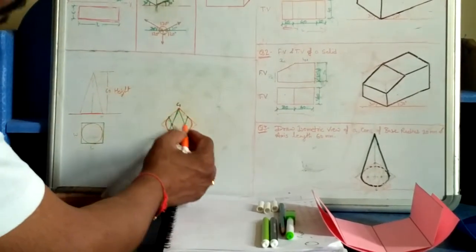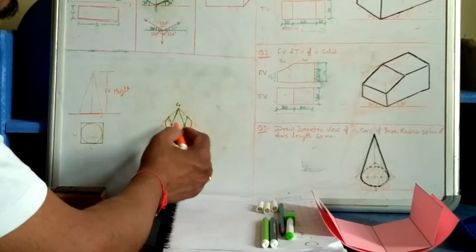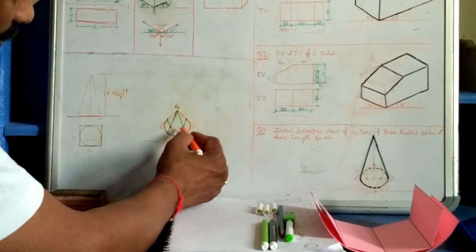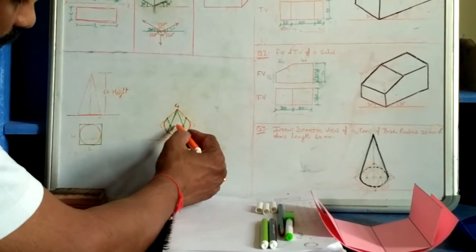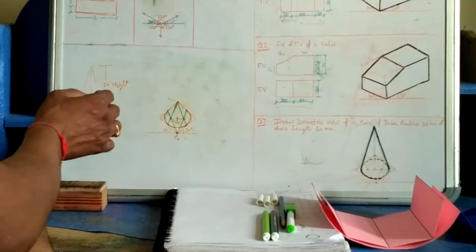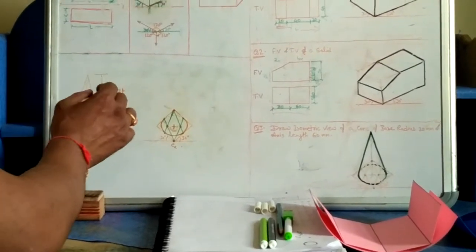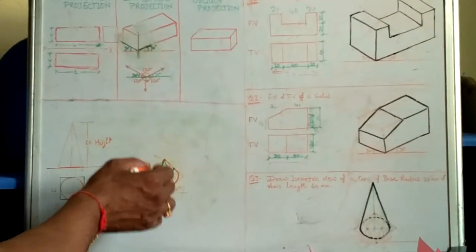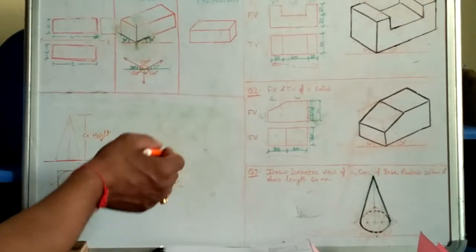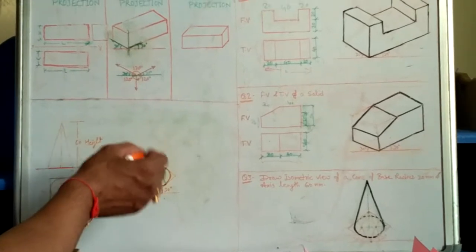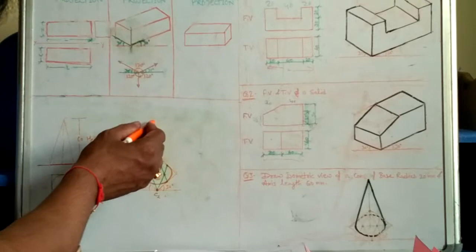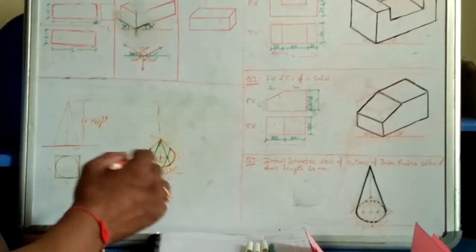Now find the midpoint of this ellipse. If you want, you can draw a line, find the midpoint, and whatever the axis length or height is given, draw that much height, just perpendicular. This is 60, draw from here up to 60 mm. This is the axis length and that is 60 mm.